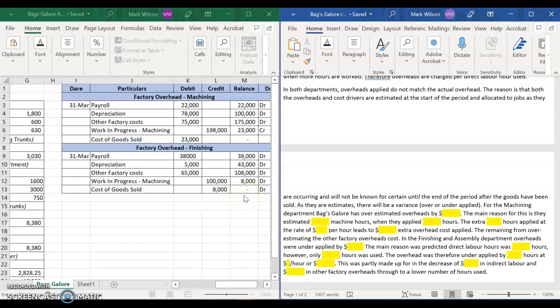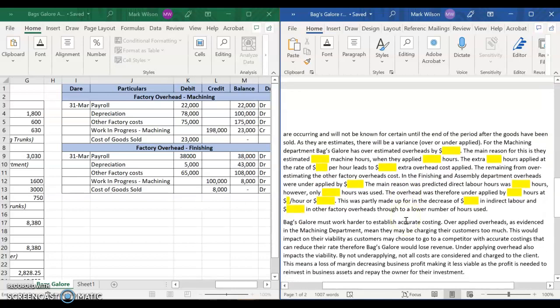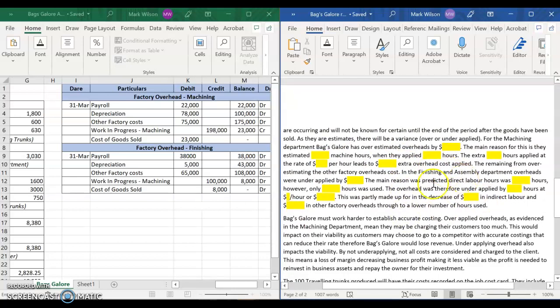The other reason is looking at the other costs there, and you can see that the depreciation was the same. Indirect labour costs were 2,000 less, and you can see that we've got other factory overheads 10,000 less. So they all link to why we've got under-allocated. Again, press pause, read through, and fill out the gaps here to get those right figures in there.